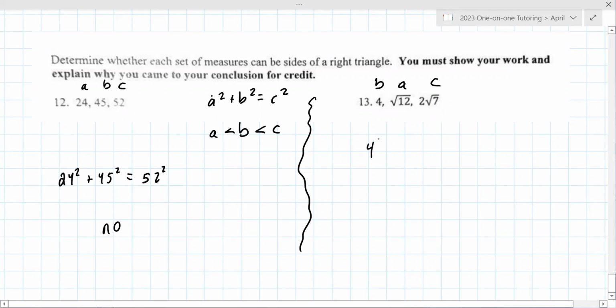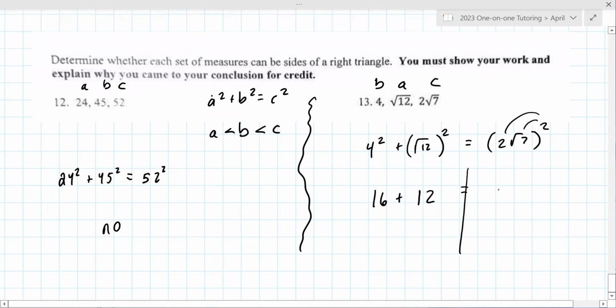It doesn't quite matter. You're still going to go 4 squared plus the square root of 12 squared. Does that equal 2 square root of 7 squared? But you could get a problem on a test or quiz where they're not in increasing order. Just a reminder, when you square a square root, it does undo it. On the right here, you square both of them. So 2 squared is 4, square root of 7 squared is 7. Does this work? Yeah, it does. So you can't go by looks. You've got to inspect.